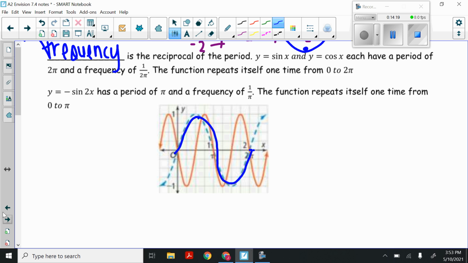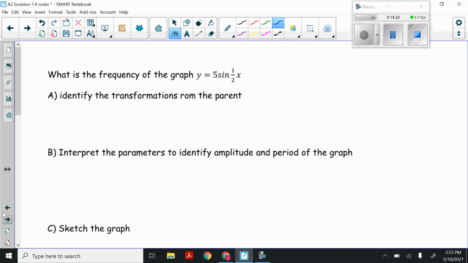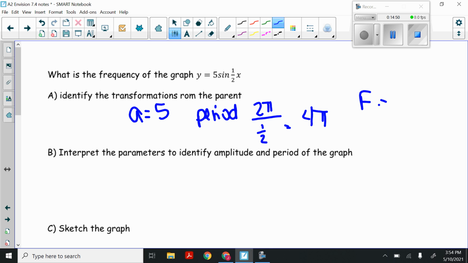Right. So on the back, what is the frequency of the graph y equals 5 times the sine of 1/2 x? So first we're going to identify the transformations from the parent. We're going to interpret the parameters to identify the amplitude and the period, and then we're going to sketch it. Okay, so identify the transformations. So basically that's part A and part B. So my amplitude is 5. My period, again, 2 pi over 1/2, I know is going to give me 4 pi. So my frequency is 1 over 4 pi. This 5 also tells me that A is going to give it a vertical stretch.